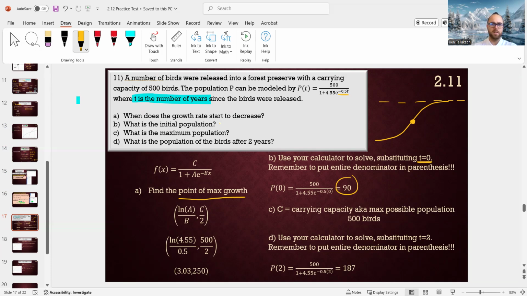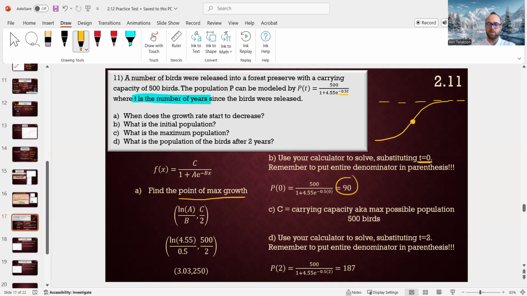And finally, D. What's the population of the birds after 2 years? Well, didn't we say earlier the beauty of T is that you can plug in any amount of time and find out the population? That's exactly what we're going to do. Plug in 2 for T. Notice this time the exponent will not be 0, so you're going to need to raise e to a power. The calculator is your friend at this point.